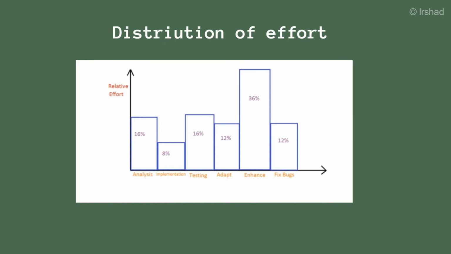You can see analysis 16%, implementation 8%, testing 16%, adapt 20%, 12%, and enhance 36%. So overall, we end up with the fact that most of the time is for maintenance. 40% of the time is used for development, while 60% is used for maintenance.